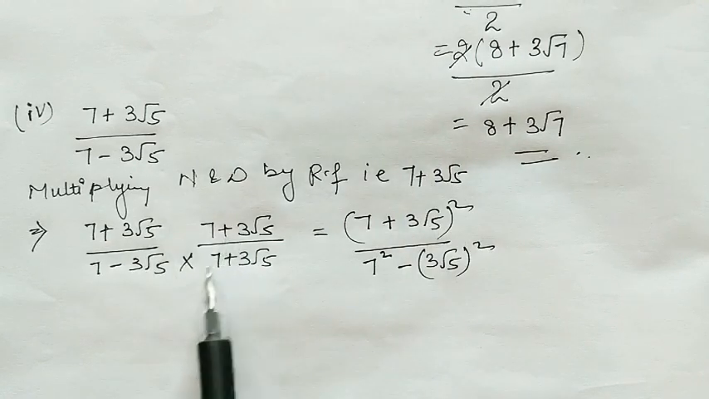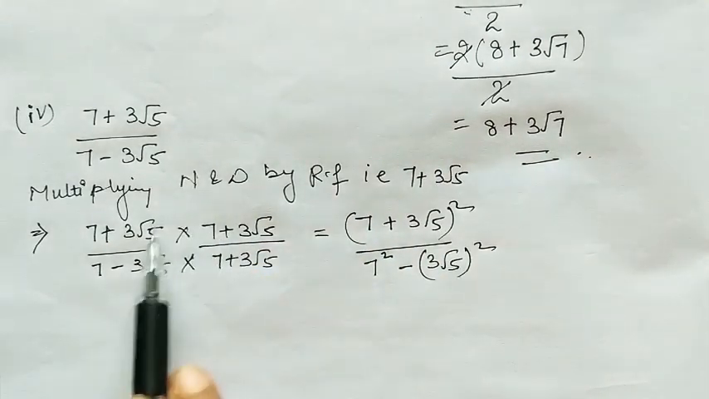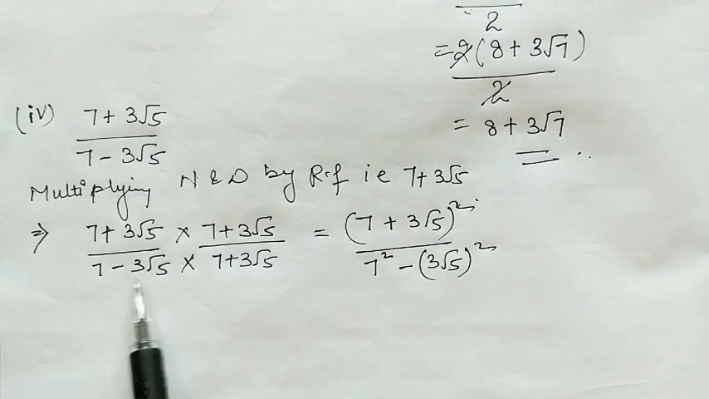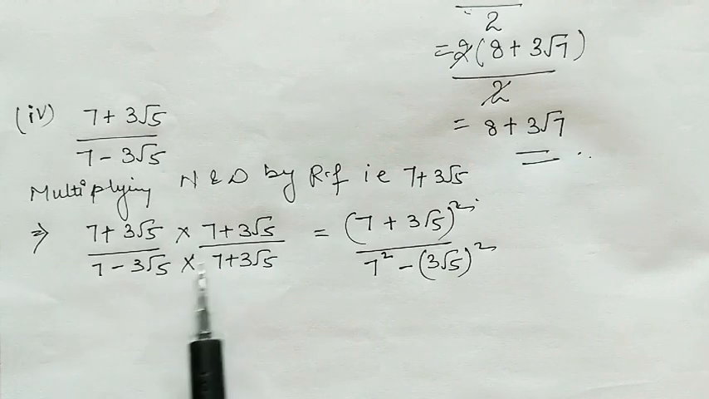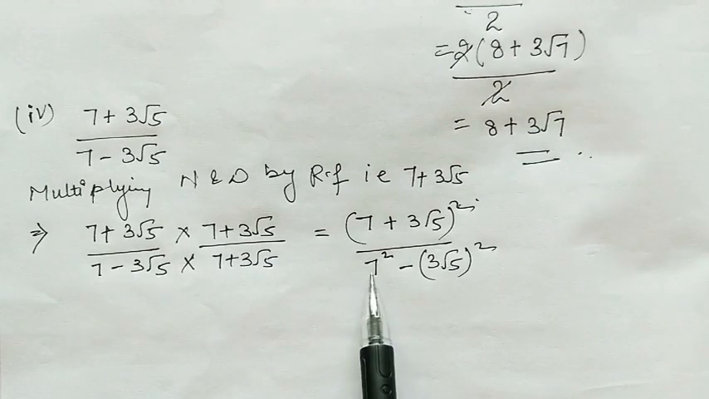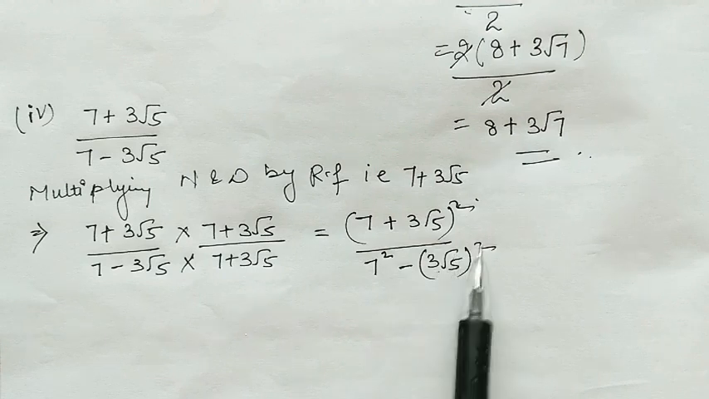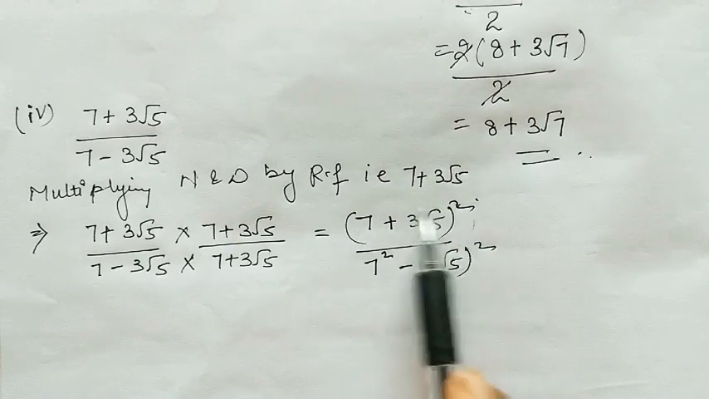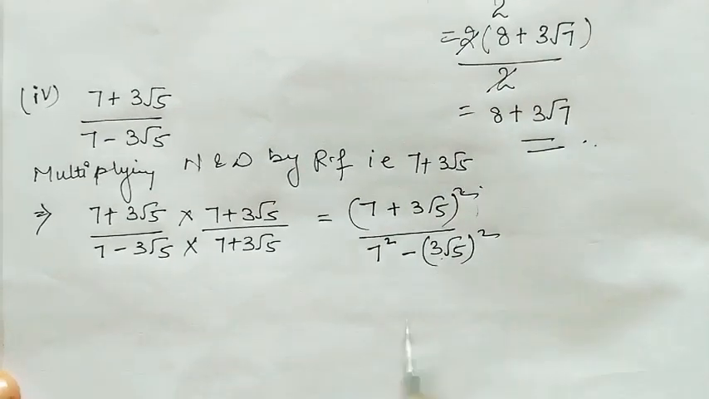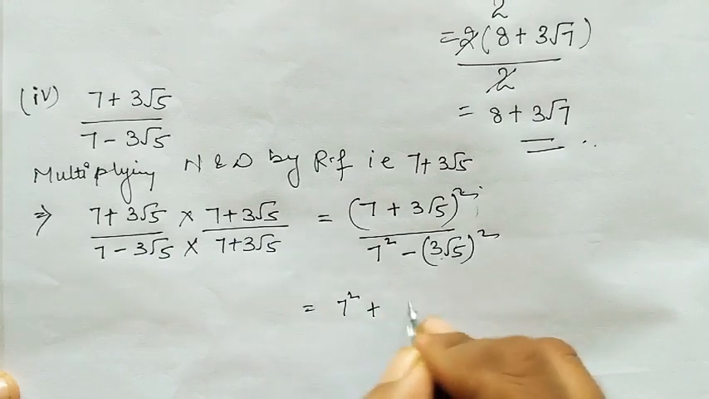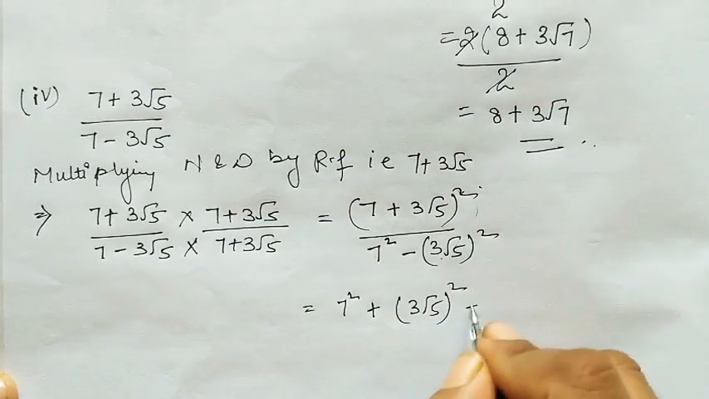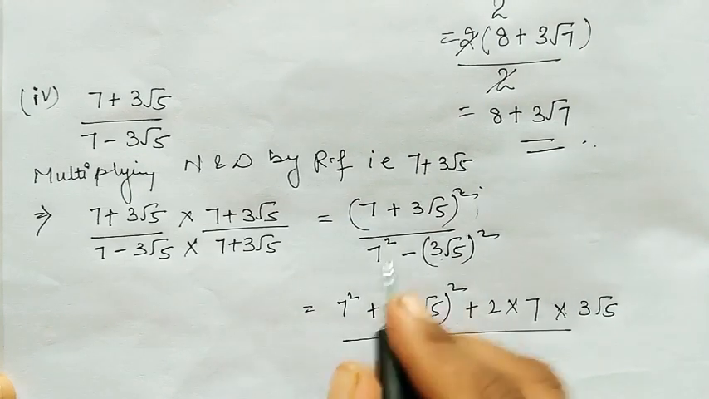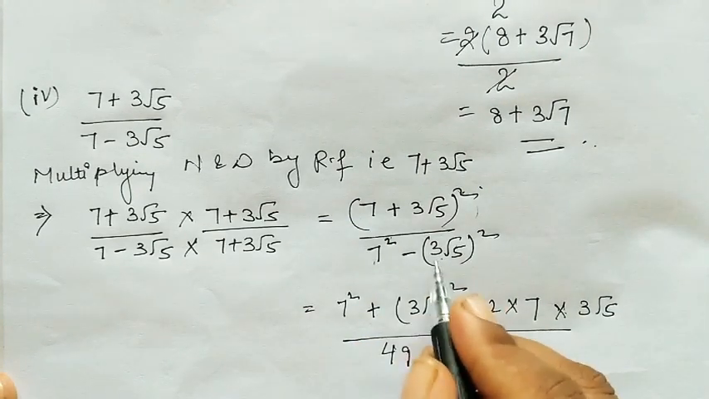After multiplying numerator and denominator, I am able to get (7 plus 3 root 5) whole square upon, here we will apply (a minus b)(a plus b), and I get 7 square minus (3 root 5) whole square. Now you can expand this by applying (a plus b) whole square. That will be 7 square plus (3 root 5) whole square plus 2 into 7 into 3 root 5, upon 7 sevens are 49 and (3 root 5) whole square.